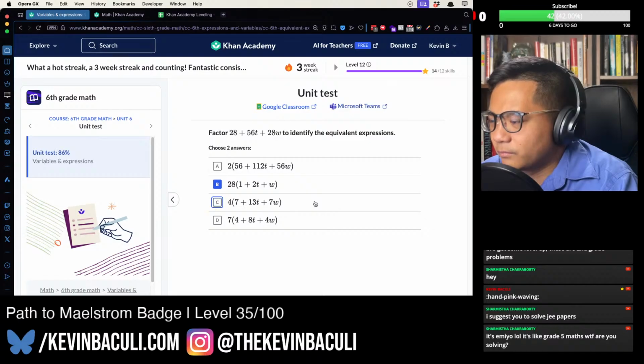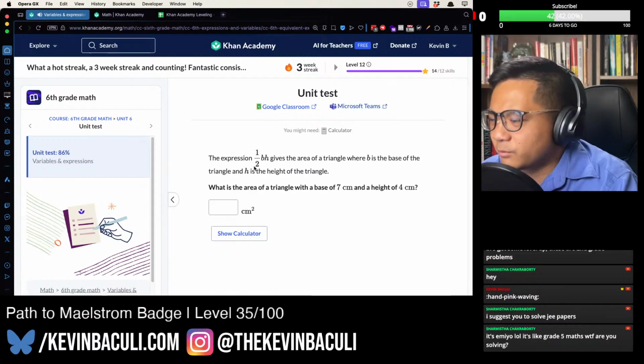No. 4 times 13. It's not 56. Can you factor out a 7? Yes, you can. 4tw. Yeah. There we go. The expression half bh gives the area of a triangle where b is the base and h is the height of the triangle. What is the area of the triangle with a base 7, 14?